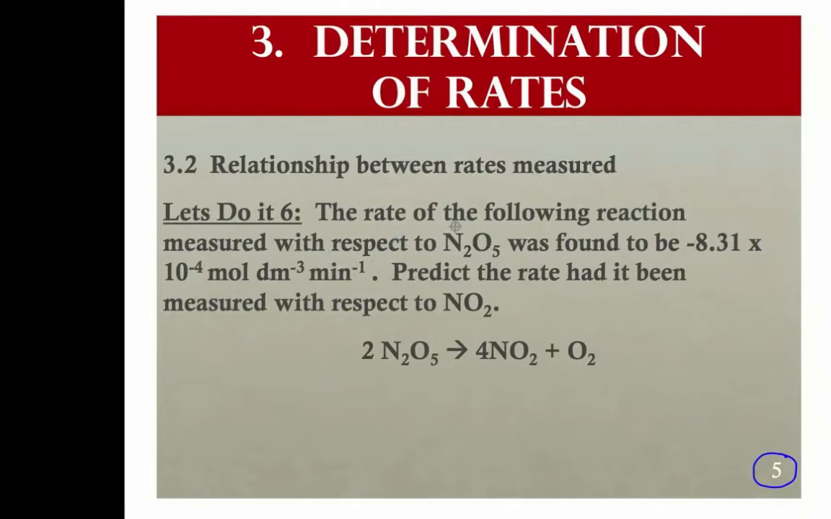Now, this question says, I want the rate with respect to N2O5 that was measured. All right, and I want to talk about those units there. They look harder than they really are. And I want to predict what it would have been with respect to NO2. So that's the overall gist of this math. Now, I want to look at these units a little more clearly.